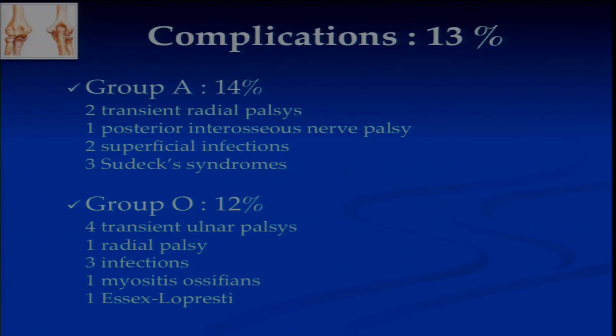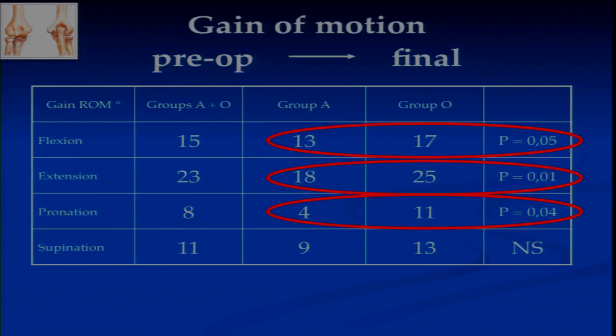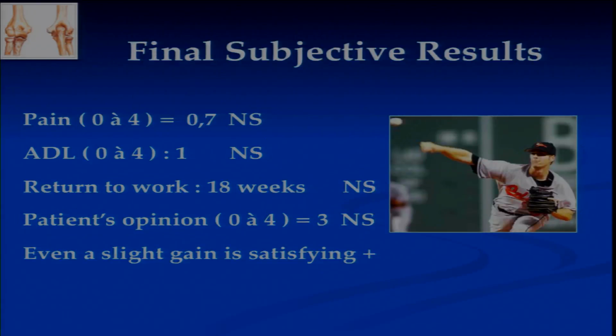The complications in both groups were quite similar in percentage, and the gain of motion, as I told you, the flexion at the end was better for the arthroscopic group than for the open group. And the final subjective result was an improvement of the pain, an improvement of the activity of daily living. The return to work was quite the same in both groups. It was not earlier in the arthroscopic group, and the patient opinion was quite satisfying. Even a slight gain, because you know we talk about 10 degrees, 15 degrees, is satisfying for the patient.